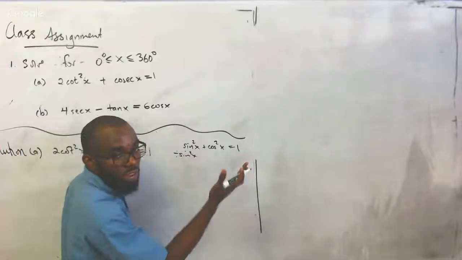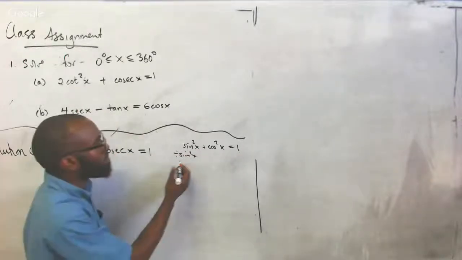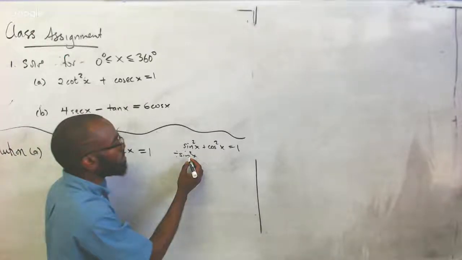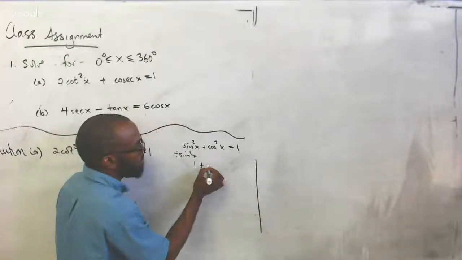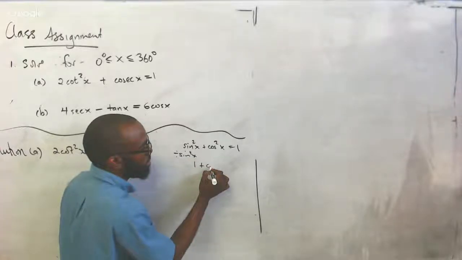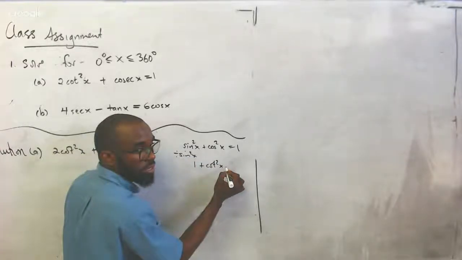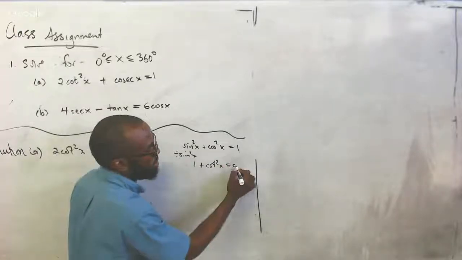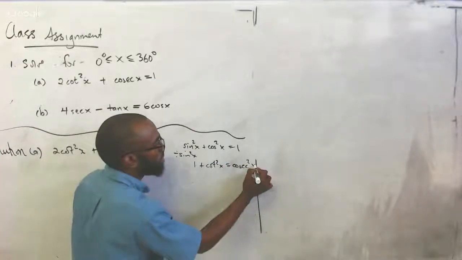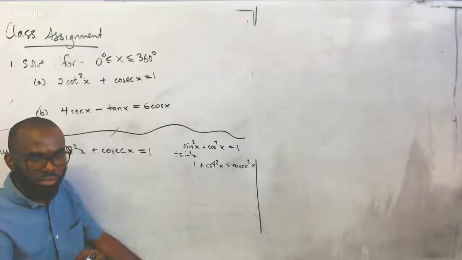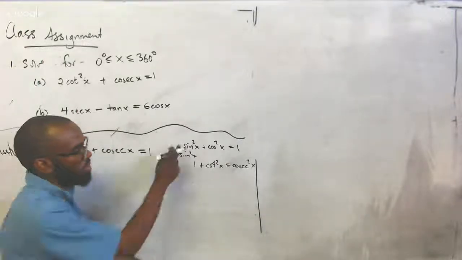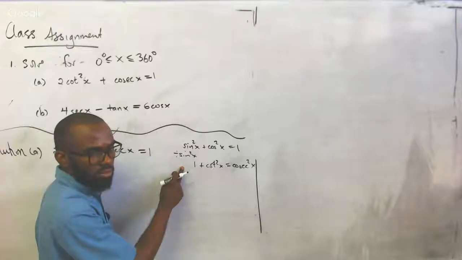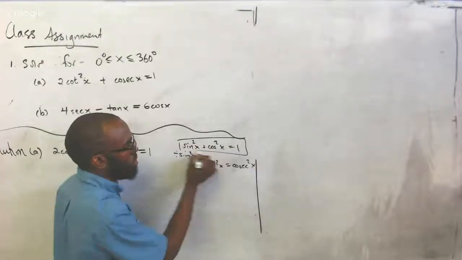If I didn't remember what the identity is, sine squared divided by sine squared is 1. Cosine squared divided by sine squared is what? Cotangent squared, no? And then 1 divided by sine squared is cosecant squared. This is the identity. You knew that one, right?